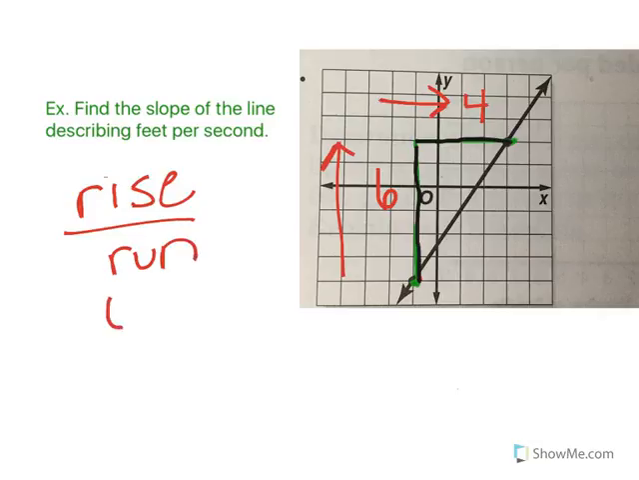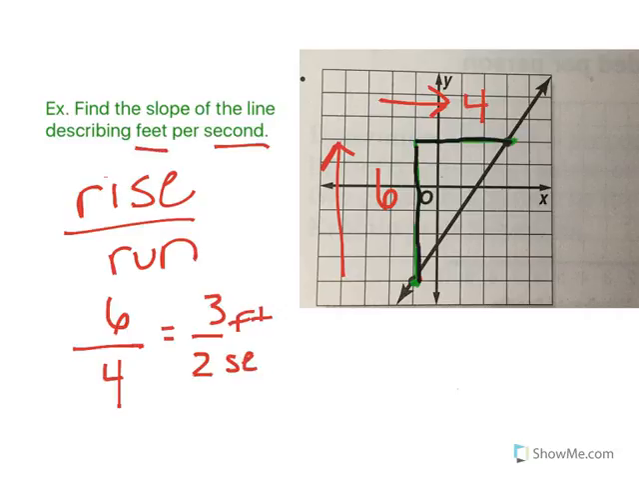So I'm going to take 6 divided by 4, and that's going to reduce to 3 halves, or 3 feet per second. Because the y points are describing your feet, your x is describing your seconds. So our relationship is 3 to 2. So what's really nice is using this method on a graph, or if you don't like this rise over run method, we could have looked at this point.